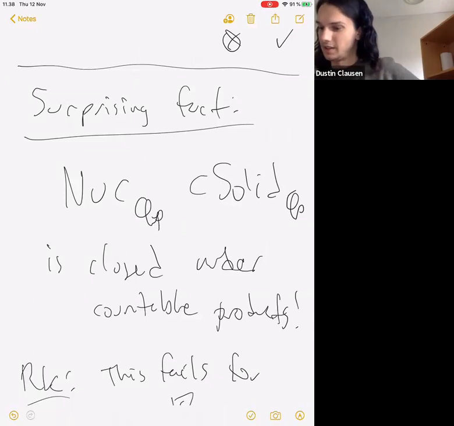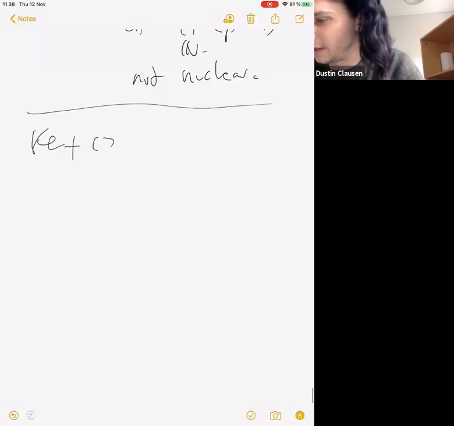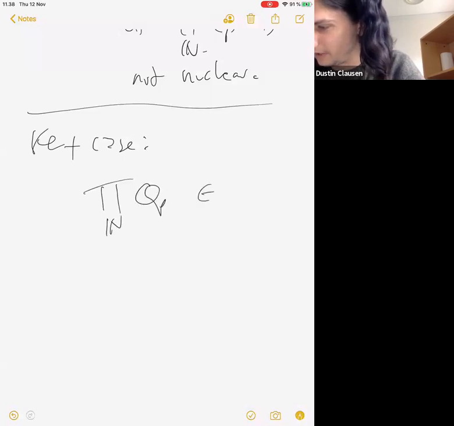How do we prove this fact here? So the key case again is, if you take a countable product of copies of Q_p, the claim is that this is a nuclear Q_p vector space.